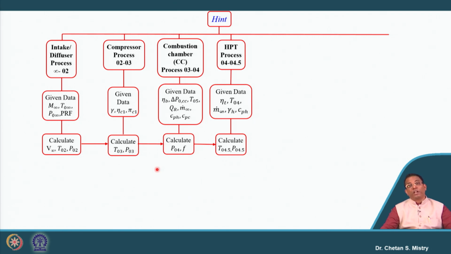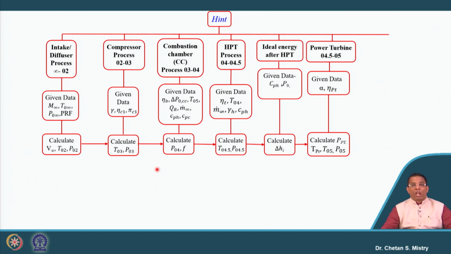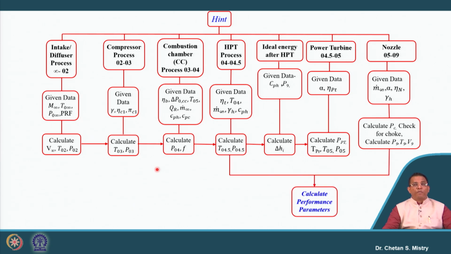Now the next component, which is very important, is my LP turbine. Since we do not have information about the power requirement of the propeller, we need to go with the configuration as we have discussed. We need to calculate our delta H ideal, and from that delta H ideal we calculate the power, pressure and temperature for this power turbine, and based on that we can calculate all the parameters for the nozzle. Once we have all this information, we can easily calculate all the performance parameters.